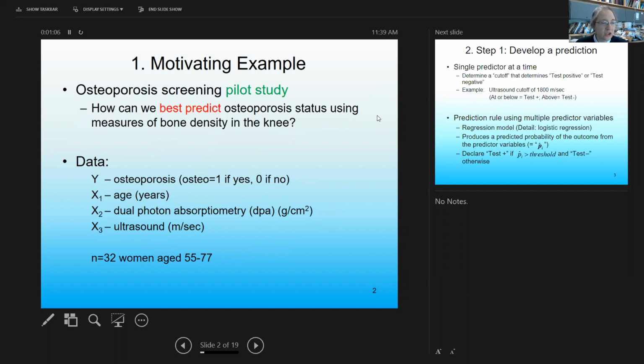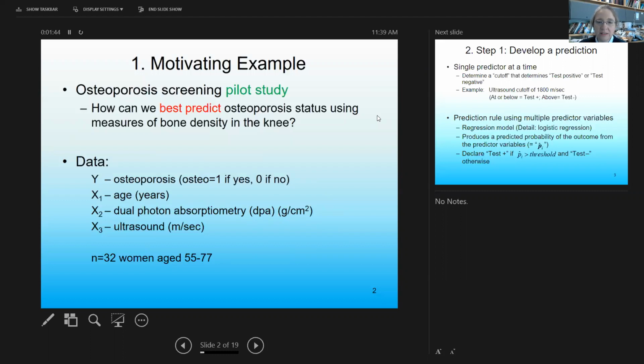Here's a motivating example that comes from early in my own career. I was working with a physician who was interested in screening older women for osteoporosis. For a long time at that point, there had been a radiation-based method that was used routinely, dual photon absorptiometry, or DPA, sort of the precursor of DEXA. This physician was interested in ultrasound as an alternative measure of measuring bone density and therefore screening for osteoporosis.